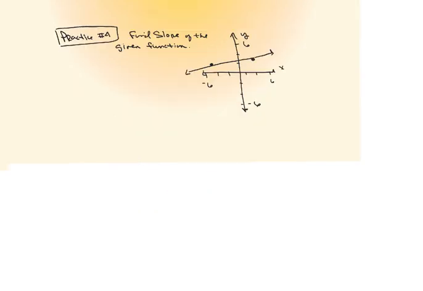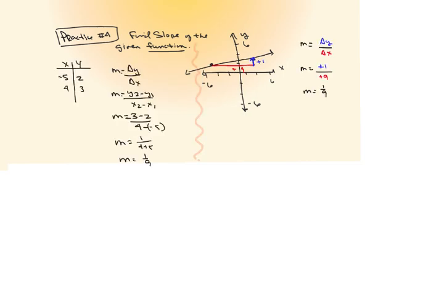Hey, practice number 4. Find slope of the given function. So if you see this, what does function refer to? Function refers to just the graph that you see. It's a function because it's a continuous line. Find your slope. All right, I got a slope of 1/9.